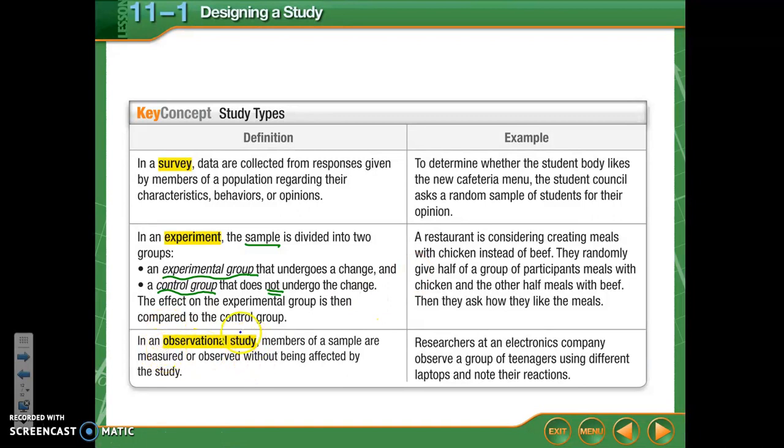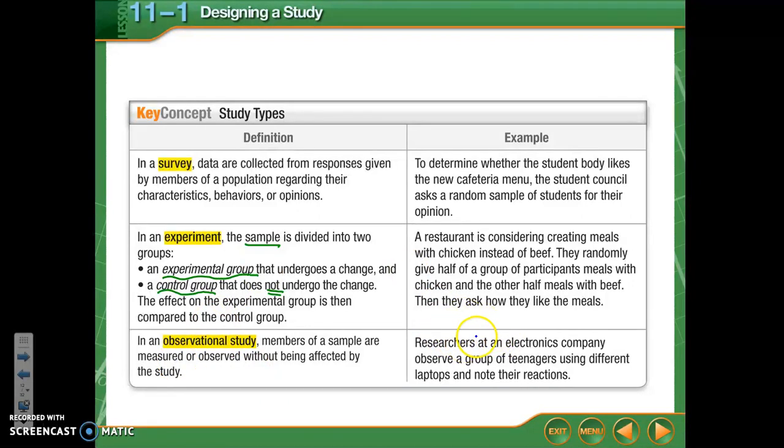In what we call an observational study, members of my sample are measured or observed without being affected. So I'm not making a change. I'm not doing anything with them. I'm not asking them to do anything. They're just being observed, just watching and seeing what's happening.